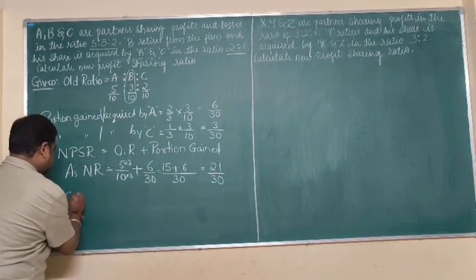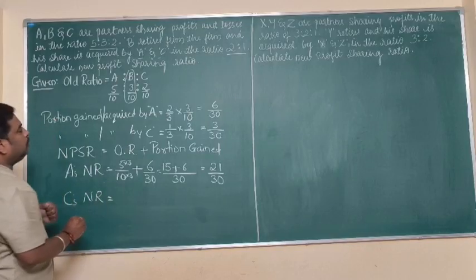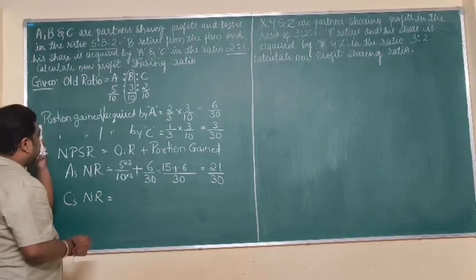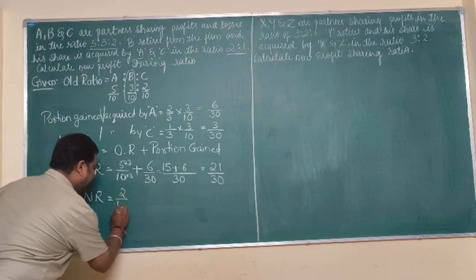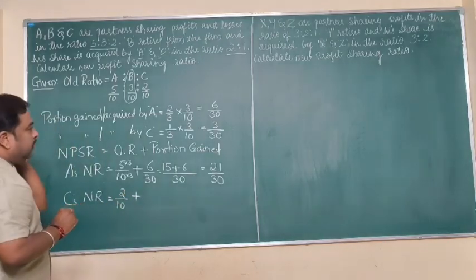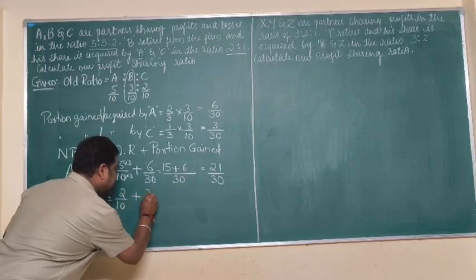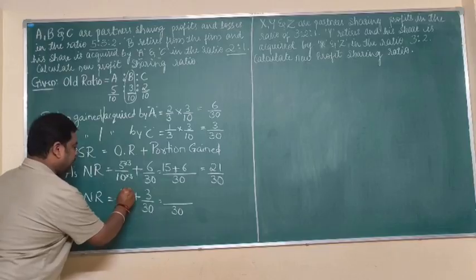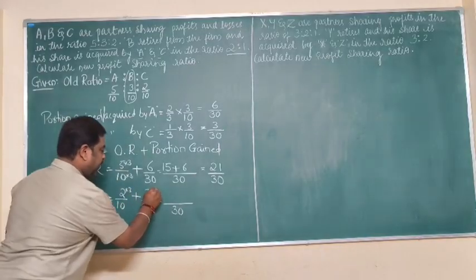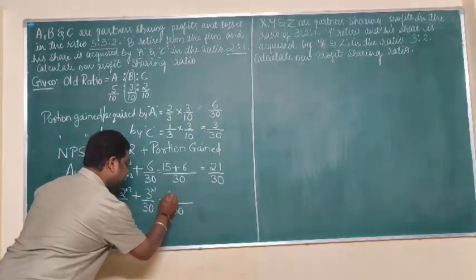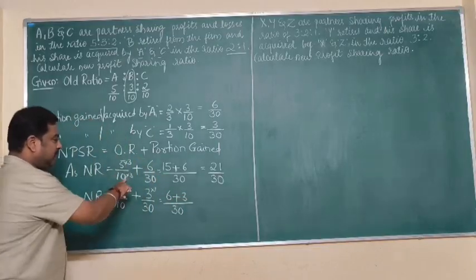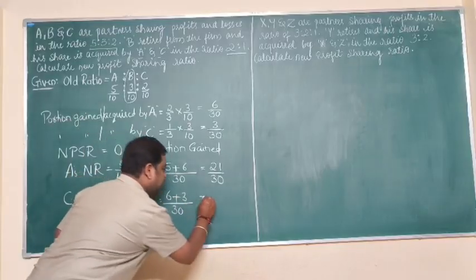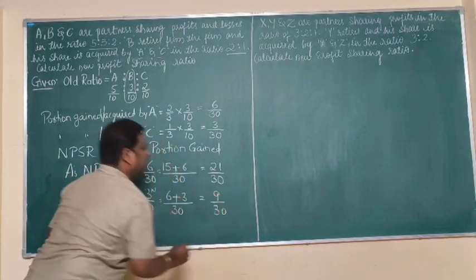Similarly, C's new ratio is equal to, what is C's old ratio? C's old ratio is 2/10 plus, what is the portion gained by C? It is 3/30. Common LCM will be 30 only. 10 3s are... 3 1s are 2 3s are 6 plus 3 1s are 3. See, in two different ways we can get the answer, but ultimately we will end up at the same. 6 plus 3, it is 9/30.